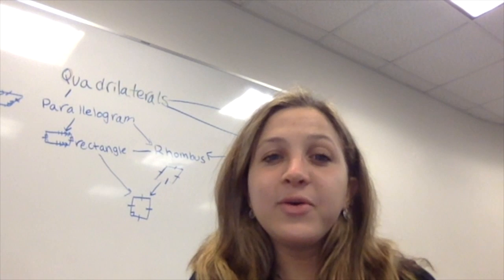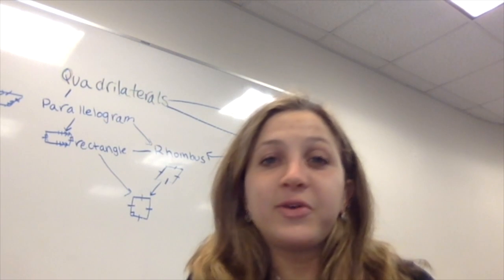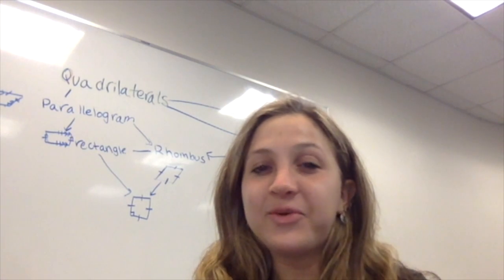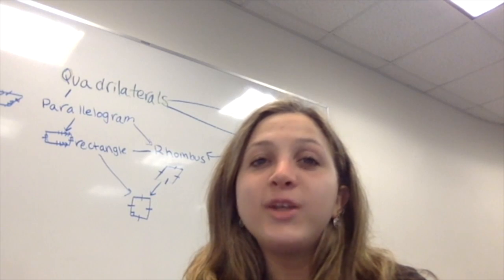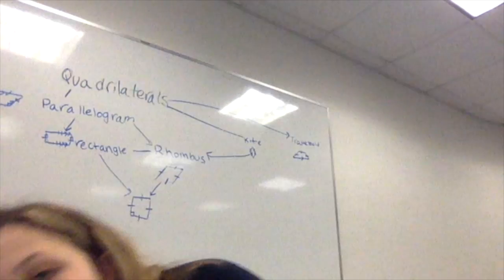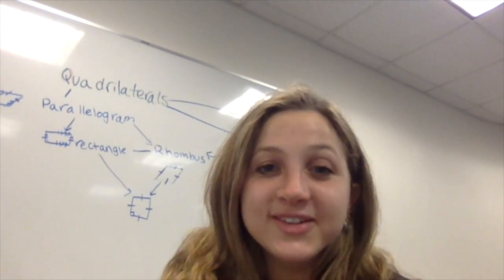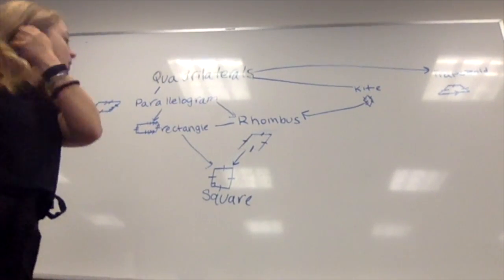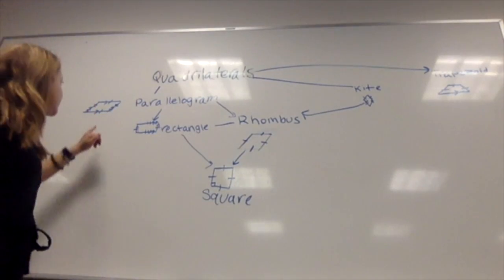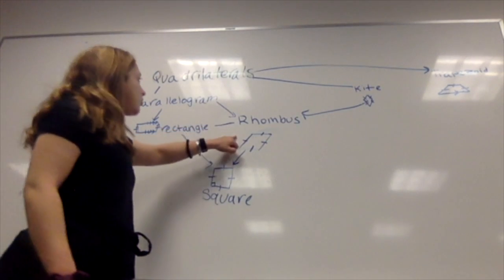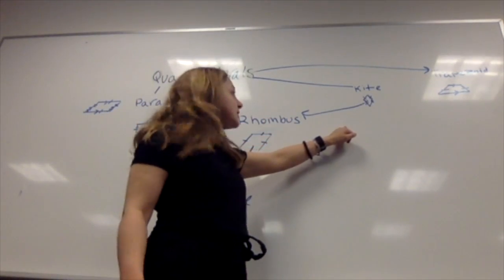Hello, so today we're going to learn about the quadrilateral family tree. So in the first place, what is a quadrilateral? A quadrilateral is a four-sided figure. So over there we have a lot of four-sided figures. Today we are going to look at how the quadrilaterals, parallelogram, the rectangle, the square, the rhombus, the kite, and the trapezoid are all related.